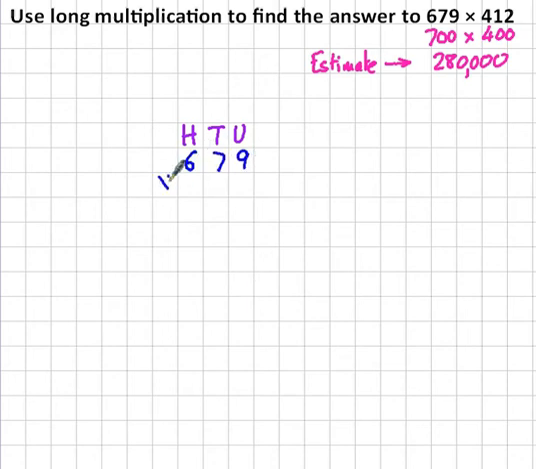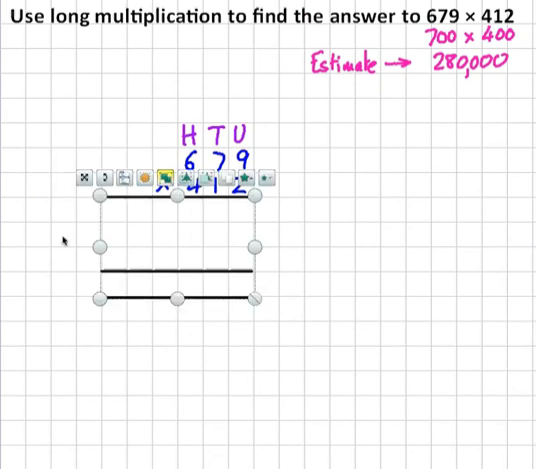679 times 412. It's really important to set things out very carefully when we're doing long multiplication, because if we don't, the chances are we'll multiply 2 numbers incorrectly. We'll multiply, for example, the 2 by the 4, or the 9 by the 1 at a time when we're not supposed to be multiplying the 9 by the 1. And we'll get a very different answer to the one we should be getting.